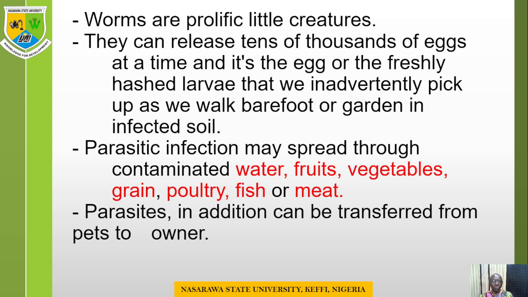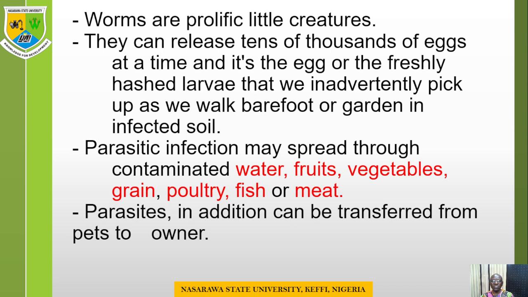What about worms? Worms are prolific little creatures. They are prolific what? Little creatures. It means they are a wonderful creature that can cause a lot of harm to man. And so they are of note, needing attention in terms of intervention, prevention, and control.